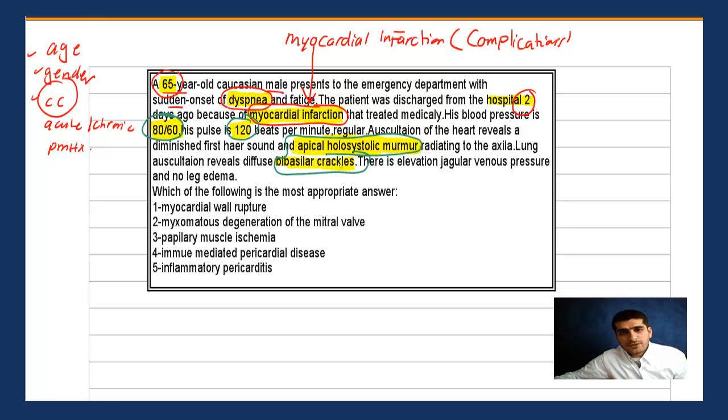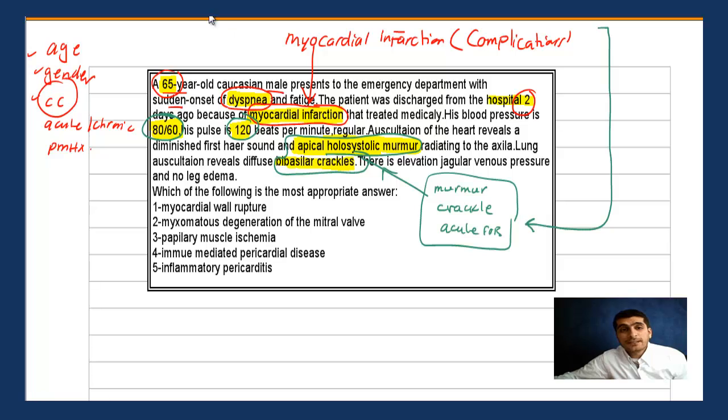Now again, let's go back to the specific ones, guys. So you have big signs here: the murmur, crackles, and acute shortness of breath, which is really not hard. And the topic is basically post-MI complications.